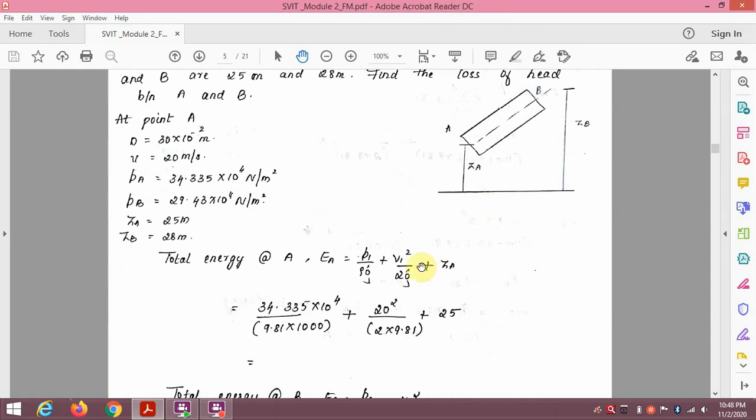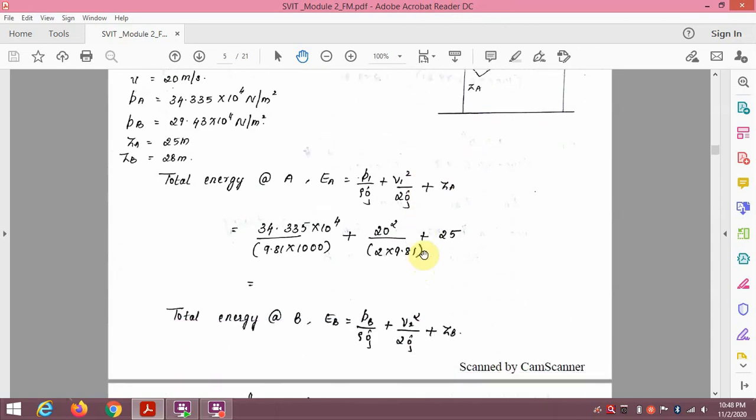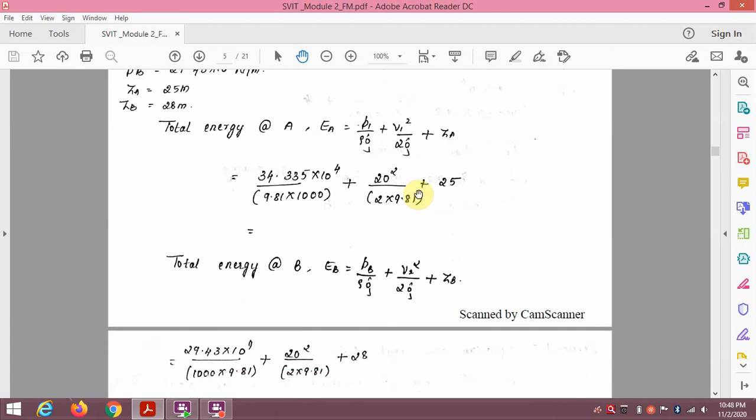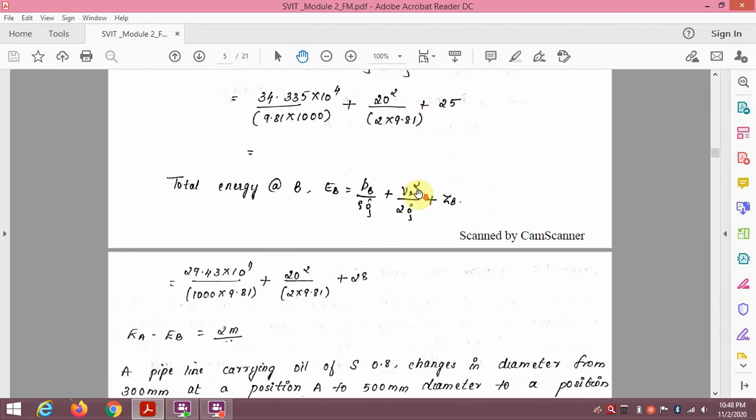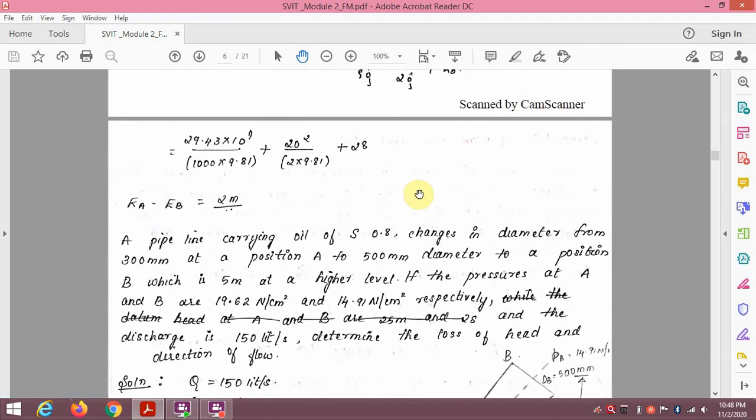We know the total energy at A, EA, is equal to PA upon rho g plus V1 square upon 2g plus ZA, that is equal to 34.335 into 10 raised to 4 divided by 9.81 into 1000 plus 20 square over 2 into 9.81 plus 25. Therefore, total energy at B, EB, is PB upon rho g plus V2 square upon 2g plus ZB, that is equal to 29.43 into 10 raised to 4 divided by 1000 into 9.81 plus 20 square over 2 into 9.81 plus 28. Therefore, EA minus EB is equal to 2 meters.